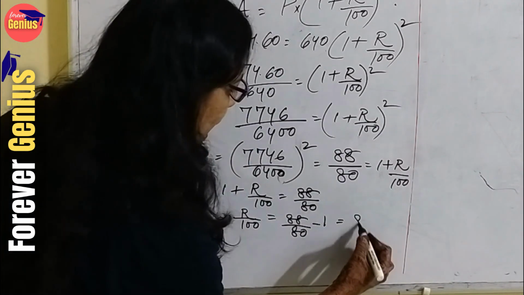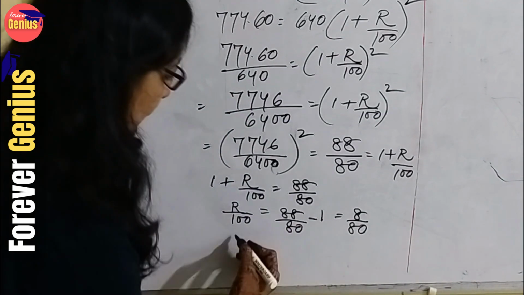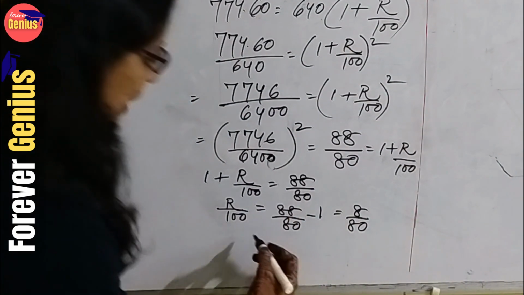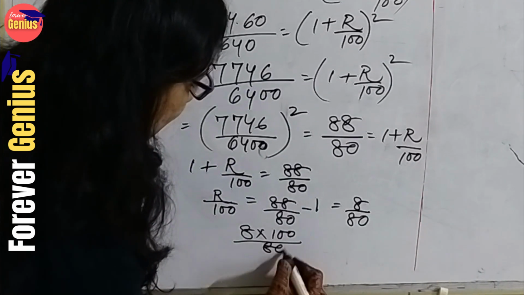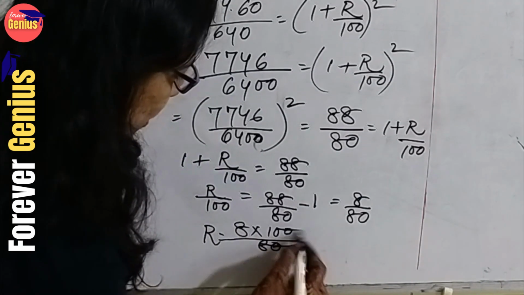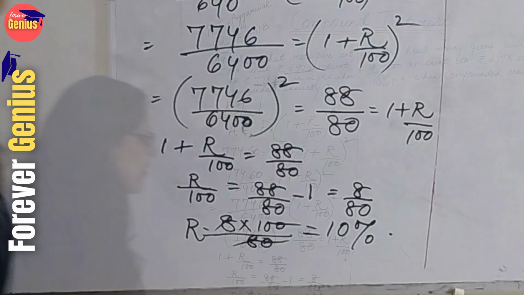This is coming to 8 by 80, and if I cross multiply, what will I get? 8 into 100 by 80 is equal to R. So I am getting 10% as the answer.